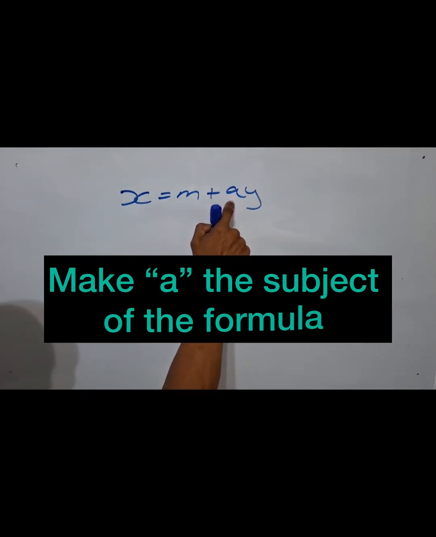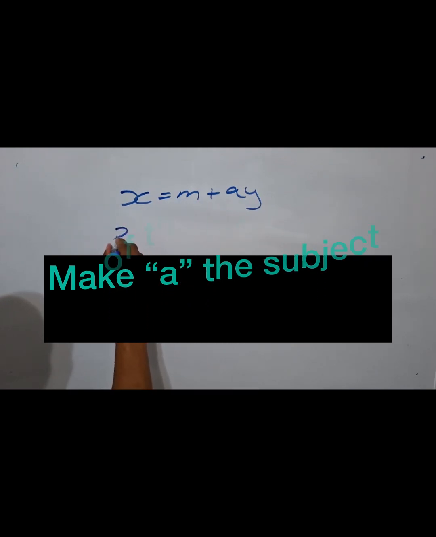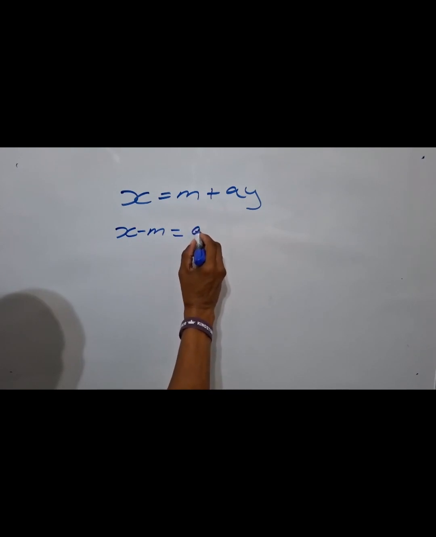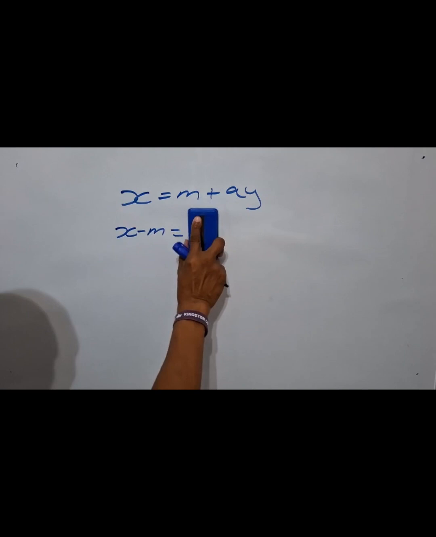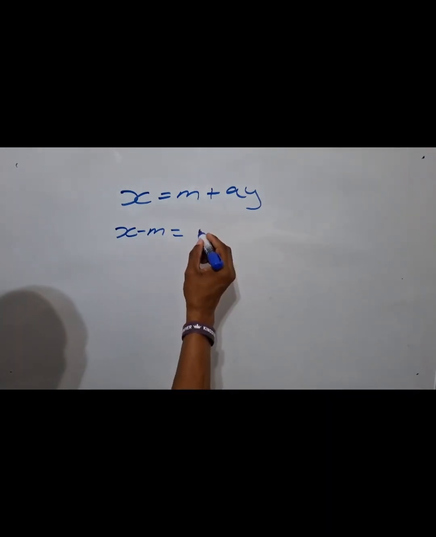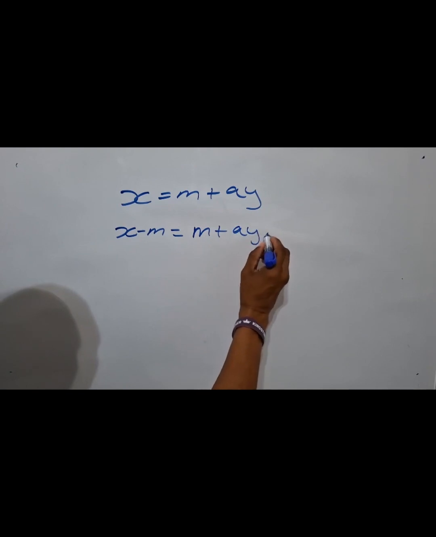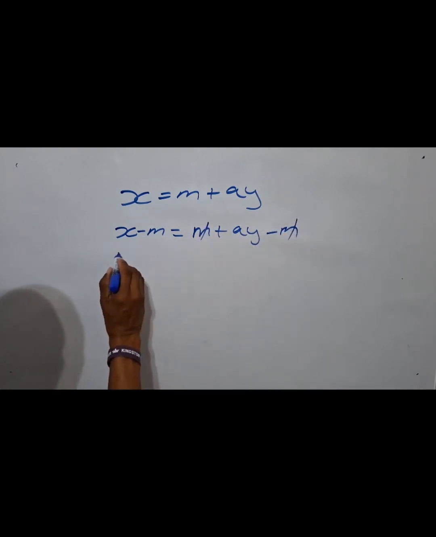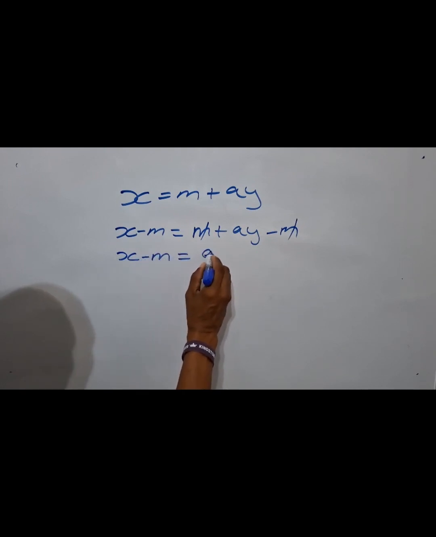Let's move on to our next one where we have x is equals to m plus ay once again. Now this time, what we'll be doing is making a the subject of the formula. In this case, what do we do first? We start by taking away m from both sides of the equation. All right, so we take away m from both sides of the equation. So we have x minus m is equals to m plus ay minus m. m minus m gives you nothing. So we have x minus m is equals to ay.